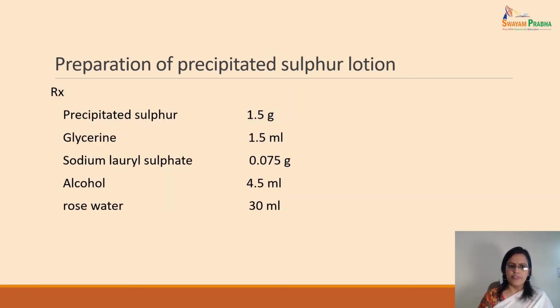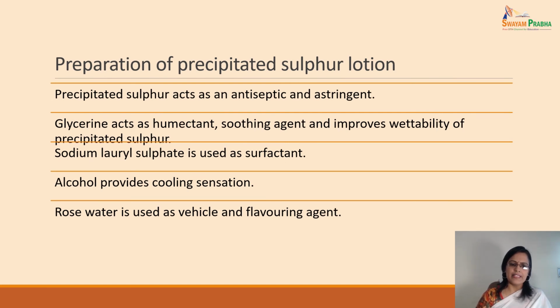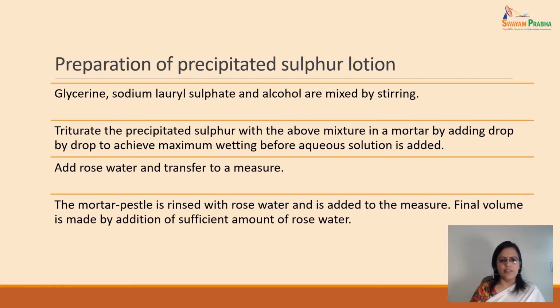There is another formula, the preparation of precipitated sulfur lotion. It contains precipitated sulfur, glycerin, sodium lauryl sulfate, alcohol and rose water. Ingredients: precipitated sulfur, which is used as an antiseptic and astringent; glycerin, a humectant; sodium lauryl sulfate, a surfactant; alcohol, which gives a cooling sensation; and rose water, just to give a good aroma to the lotion. This is the method of preparation for sulfur lotion.